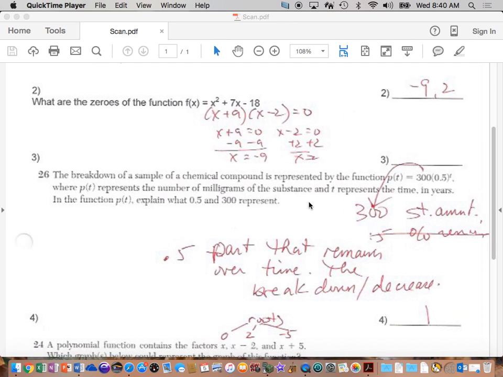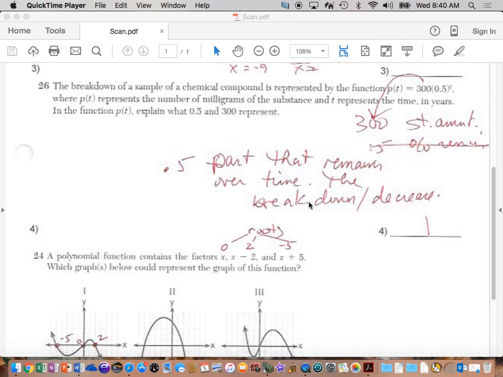Okay? Now, number 3 gave you the biggest amount of fits. Well, 3 and 4. It's very important that when you describe the number 300 here, it is the amount you start with. It's the initial amount. What is the 300? The initial amount. In any exponential formula, the number in front is always the amount you begin with. Now, t is the time. 0.5. It's weird that they chose 0.5.